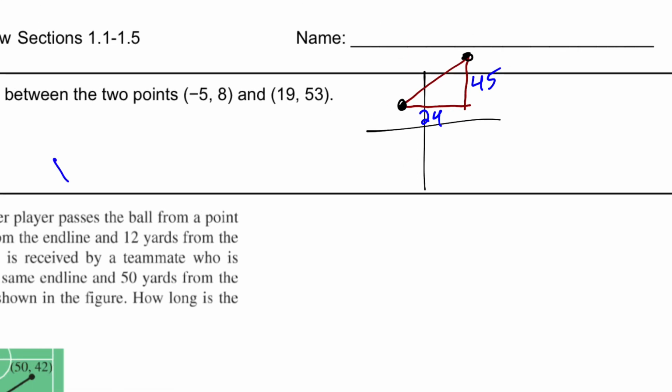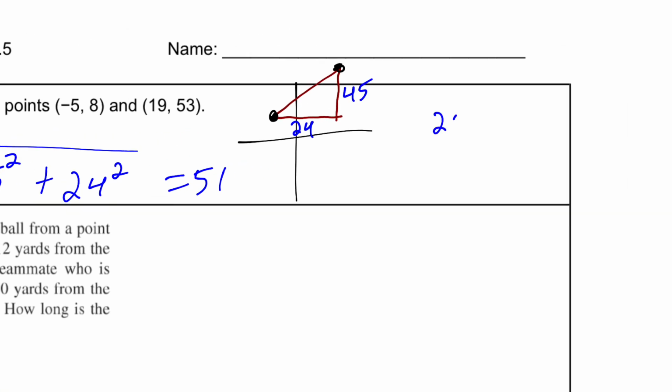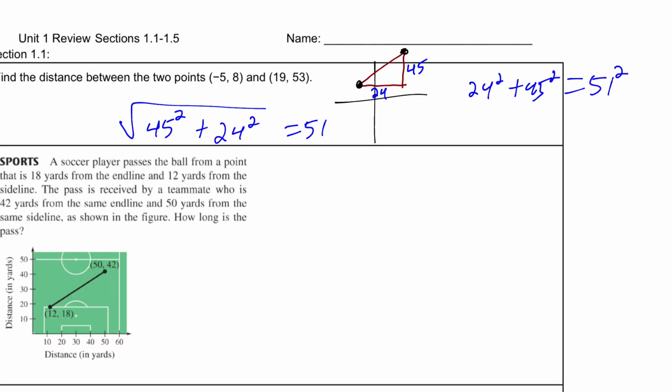So to find the direct answer, you can take the square root of 45 squared plus 24 squared. And that gives you 51. So in other words, you're saying that 24 squared plus 45 squared is equal to 51 squared, the Pythagorean theorem. If you prefer to use the actual distance formula, when you plug in, you will get these same results, 45 and 24.